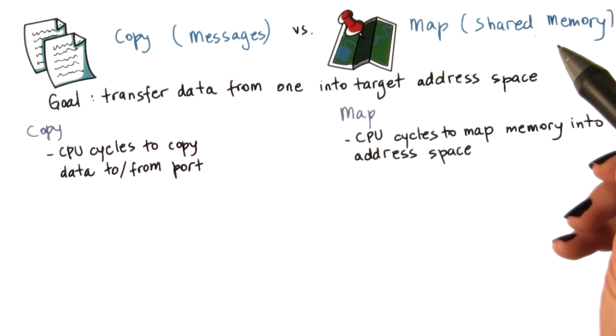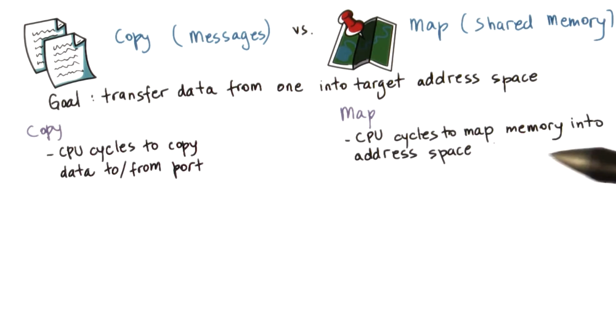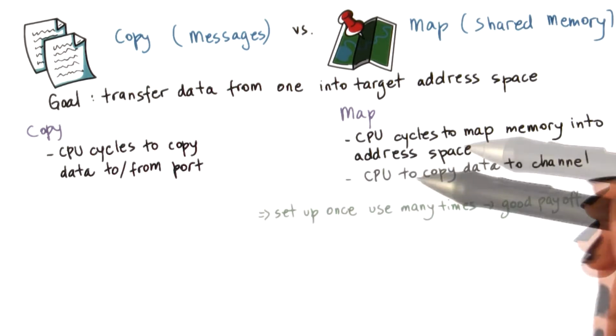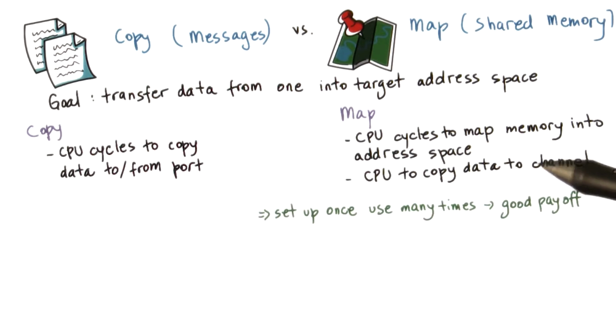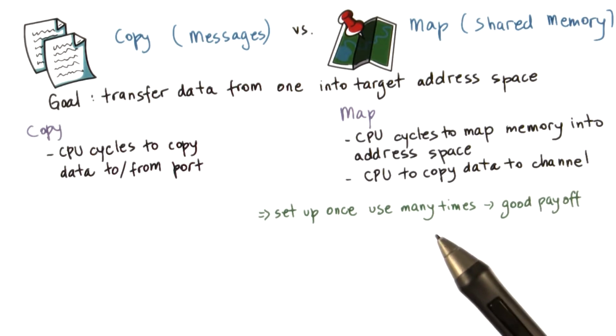In the shared memory-based case, at the minimum, there are CPU cycles that are spent to map the physical memory into the appropriate address spaces. The CPU is also used to copy the data into the channel when necessary. However, note that in this case, there are no user-to-kernel level switches required. The memory mapping operation itself is a costly operation.